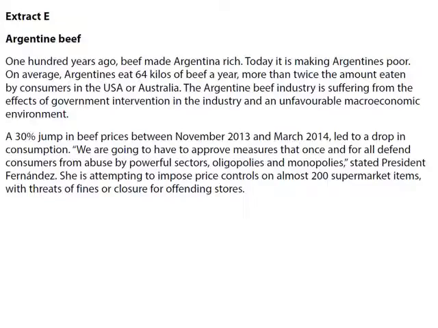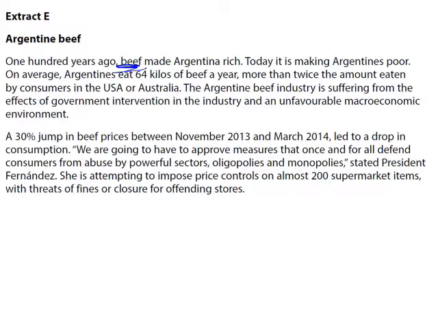Final extract, Argentinian beef. 100 years ago, beef made Argentina rich. Today it is making Argentina poor. So beef is a primary commodity, it's a food crop. On average, Argentines eat 64 kilos of beef a year, more than twice the amount eaten by consumers in the US or Australia. Argentine beef industry is suffering from the effects of government intervention in an unfavourable macroeconomic environment.